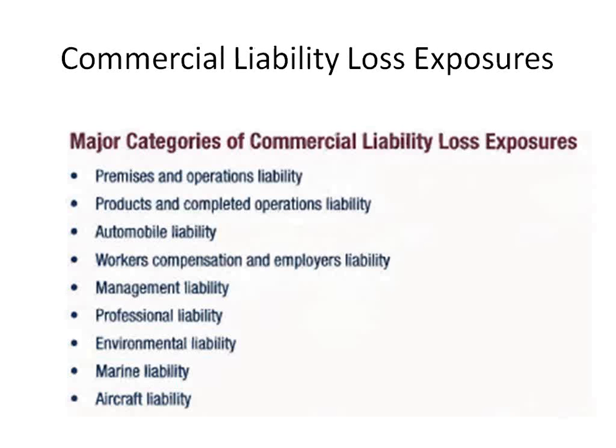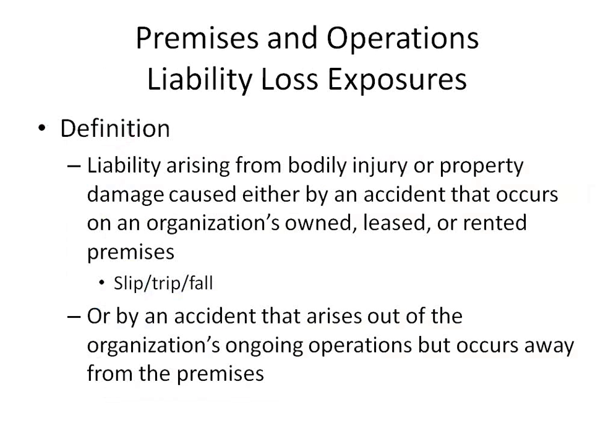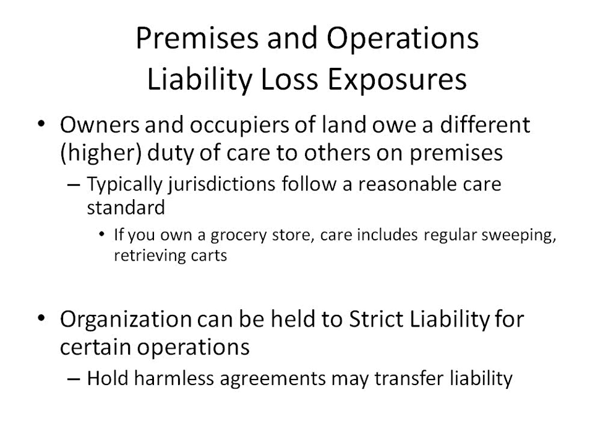So, commercial liability loss exposures. There are major categories that we talked about, but the ones we're going to focus on are premises operations, completed products, auto, and workers' comp. Premises operations is liability arising from bodily injury or property damage caused either by an accident that occurs on an organization's owned, leased, or rented properties or premises. Slip, trip, and fall would be a premises example. Or by an accident that arises out of the organization's ongoing operations but occurs away from the premises. That can also be part of it.